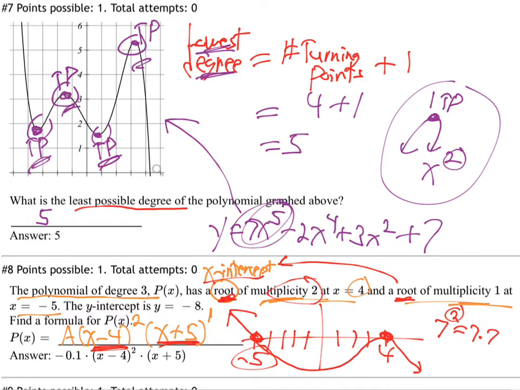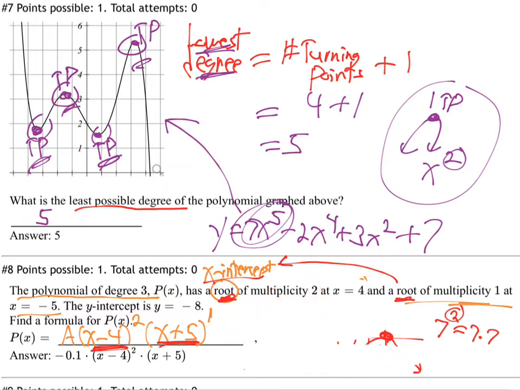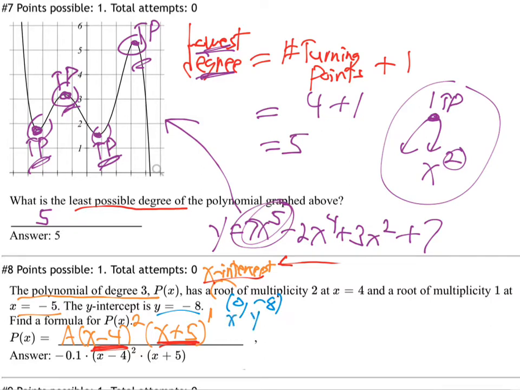So now we have to find a. How are we going to find the a that goes in the front? Well, you know what we do to find a. We always use the y-intercept, don't we? So let's do it. The y-intercept is negative 8. That means the point is x is 0, y is negative 8. Remember, an intercept always has the opposite letter being 0. So a y-intercept has x equal 0, an x-intercept has y equal 0.